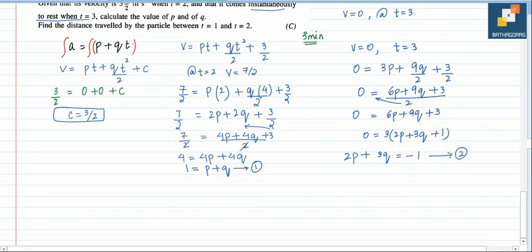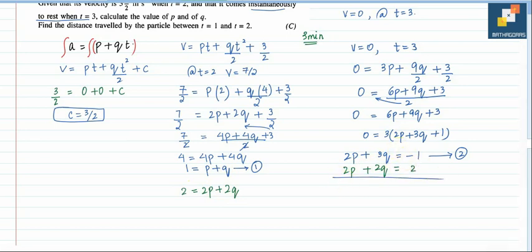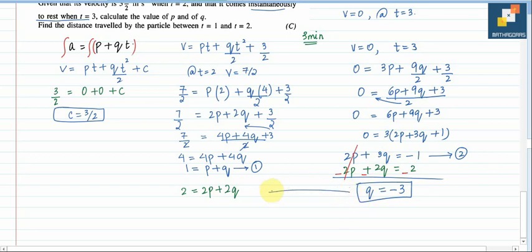Now I need to solve them simultaneously. So I will multiply my equation 1 by 2. So it will be 2 equals 2p plus 2q, and I will write the equation here, 2p plus 2q equals 2. We can simplify it, but before that we need to change the sign. So it's minus, minus, minus. 2p and minus 2p cancel. So 3q minus 2q is q, and minus 1 minus 2 is minus 3. So we got the value of q, it's minus 3. Once you have the value of q, I can place the value of q in this equation.